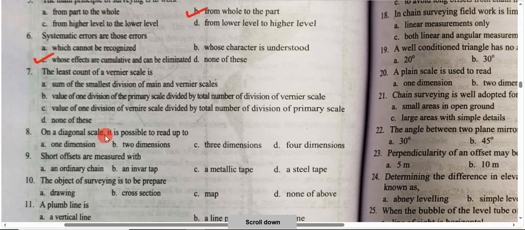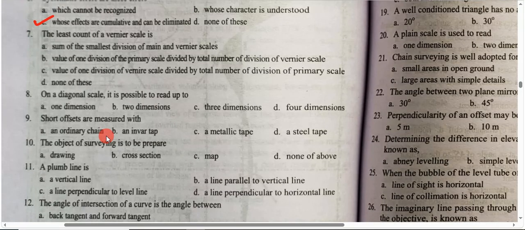The least count of a Vernier scale is the value of one division of primary scale divided by total number of divisions of Vernier scale. On a diagonal scale, it is possible to read up to 3 dimensions. Short offsets are measured with an ordinary chain. The object of surveying is to prepare a map. A plumb line is a line perpendicular to level line.